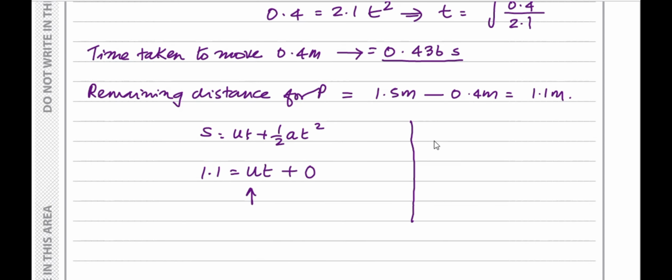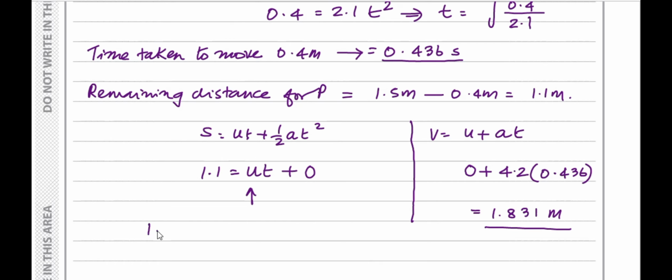u for P is the v for Q when it hits the ground. Therefore, let's figure out what will be v. v is equal to u plus at, initial velocity 0 plus 4.2, and we now calculated the time taken for Q to move 0.4 meters, that is 0.436 seconds, which is equal to 1.831 meters per second.